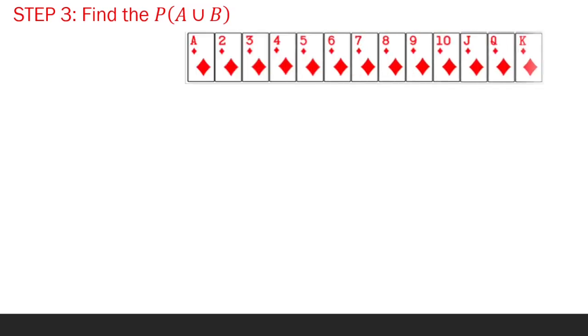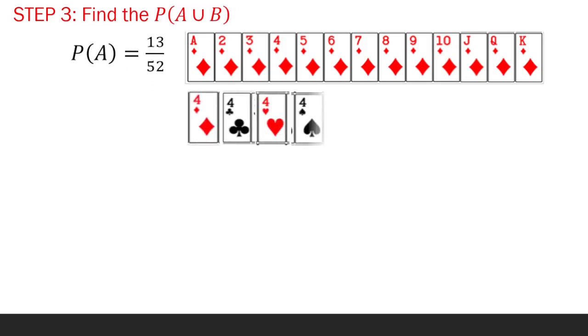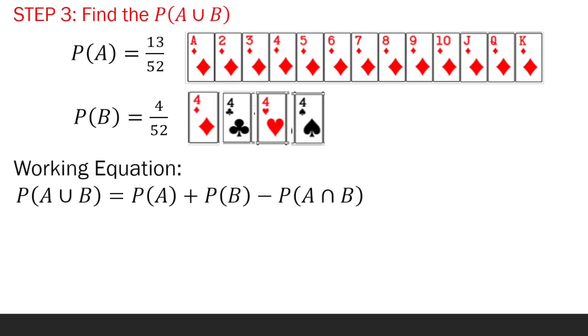Now, next step, let us find the probability of the union of getting a diamond or getting a 4 or both. Again, there are 13 diamond cards in a deck of cards, and the probability of that is 13 over 52. And in a deck of cards, there are 4 fours, so the probability of that is 4 over 52. Now next, this is our working equation.